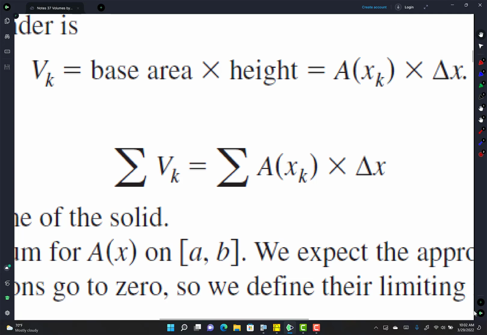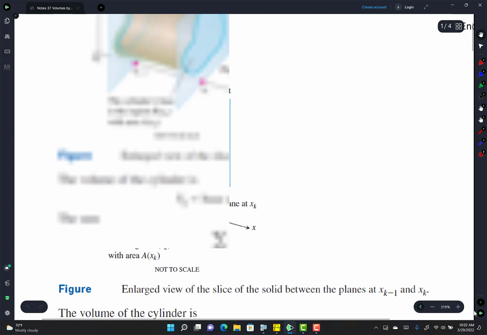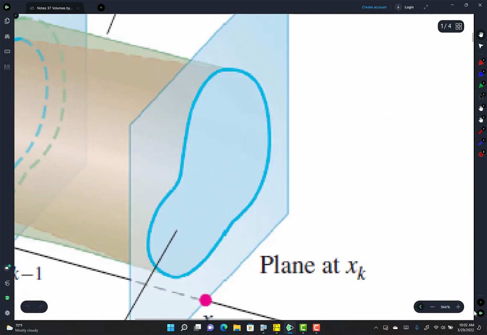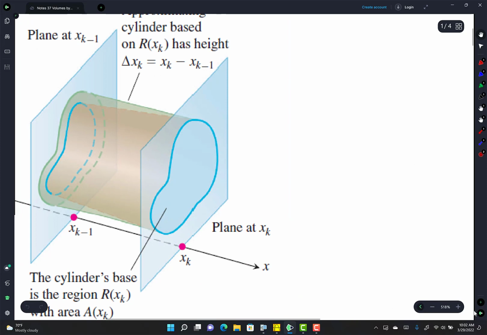So in the case of this picture, the cross-section will be this right here, that flat edge, and you're adding all of them up. And adding them all up, it creates your volume there.